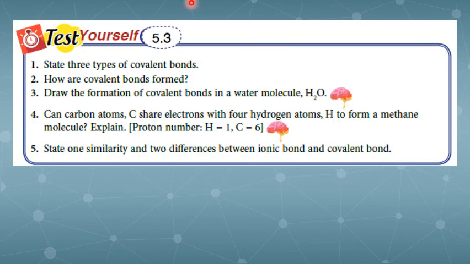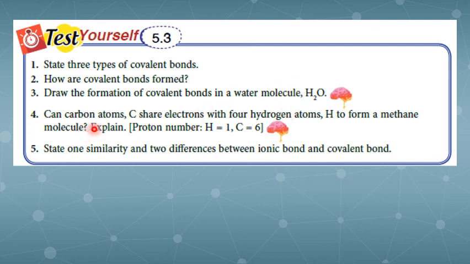Please do Test Yourself 5.3 in your textbook. Please do these 5 questions. State 3 types of covalent bonds you have learned: single bond, double bond, and triple bond. How are covalent bonds formed? It is stated in my PowerPoint slide, and you can also find it in the textbook. The third one, draw the formation of covalent bonds in the water molecule. It's easy, please look at the electron arrangement and try to do it.